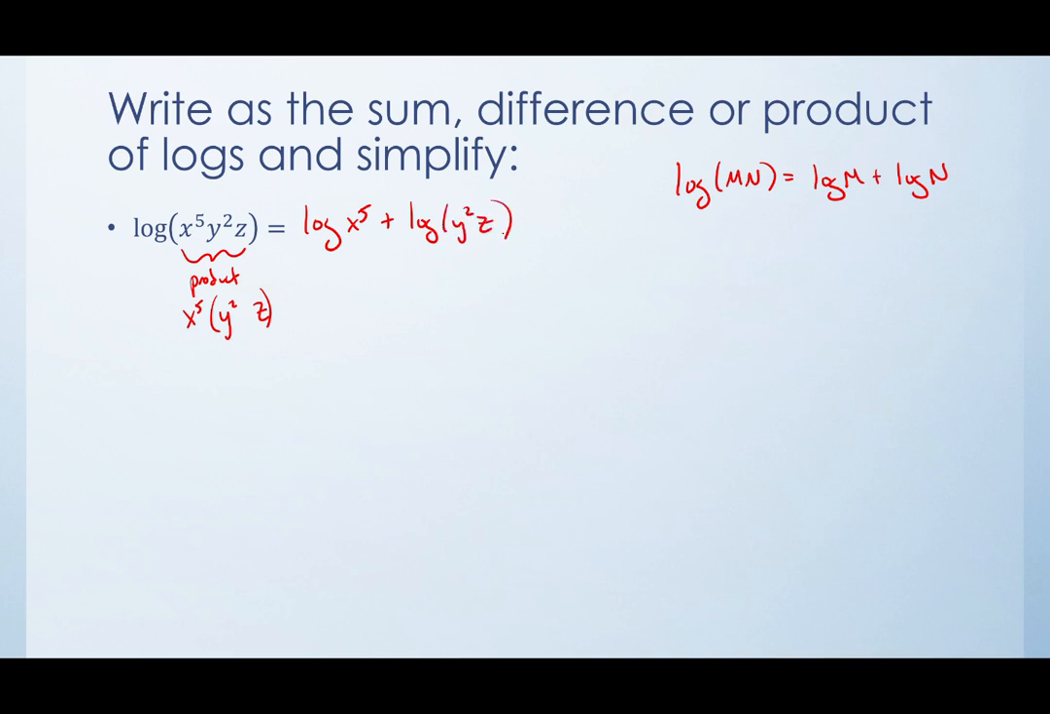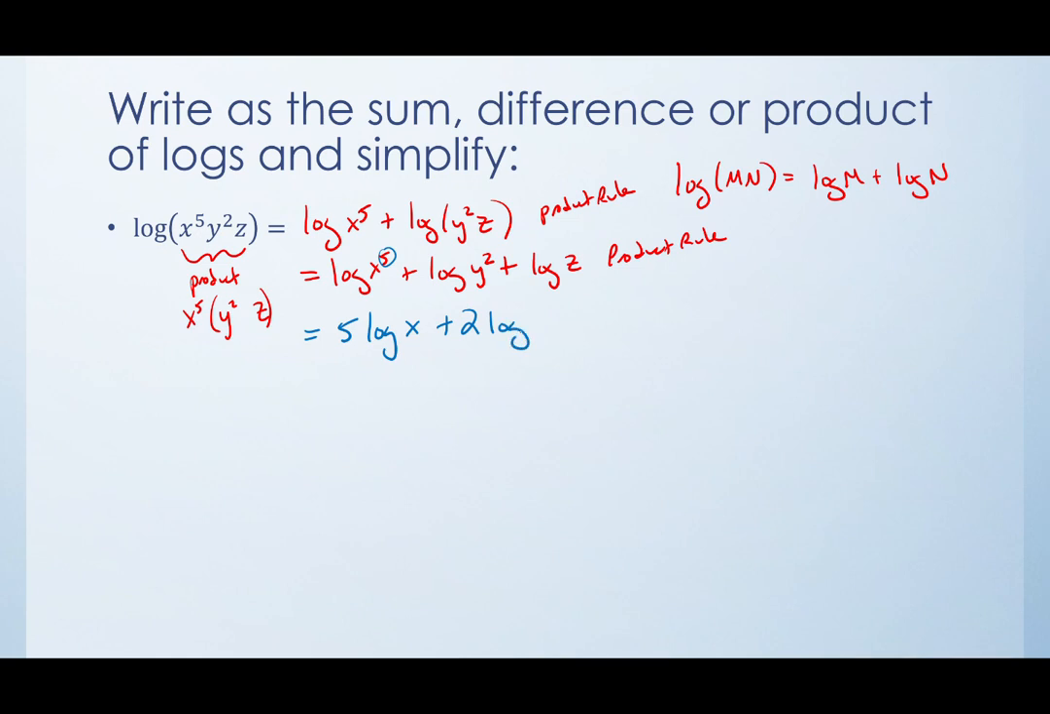And then you can say, oh, I can apply this product rule again, right? I got log x to the 5th. Here I've got log y squared plus log of z. So this was product rule. And then we had product rule again, but you really don't need to do 2 steps unless you feel like it. Then we have to apply the power rule, right? Because we have logs of numbers with powers. So we're going to have 5 log x plus 2 log y plus 1 log z, but we don't write 1. So this is power rule.